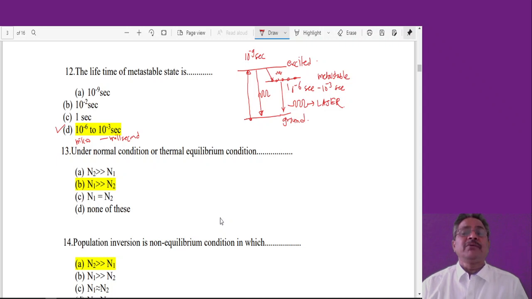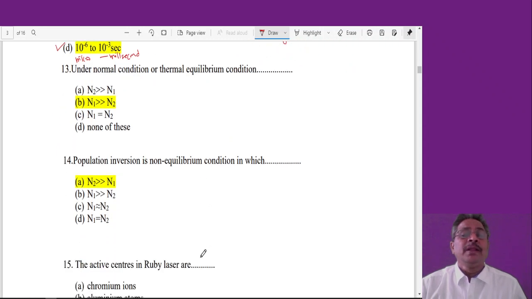1 millisecond and 1 microsecond is just 10 raised to minus 3 seconds or 10 raised to minus 6 seconds. So this type of question may be modified, and you can be asked this type of question as given in question number 12. Now question number 13.